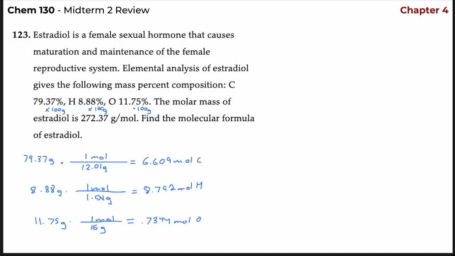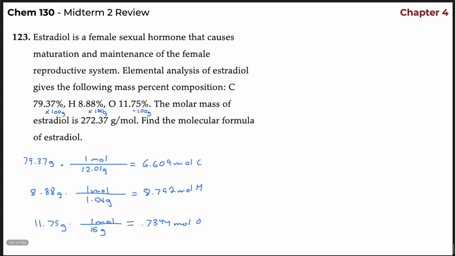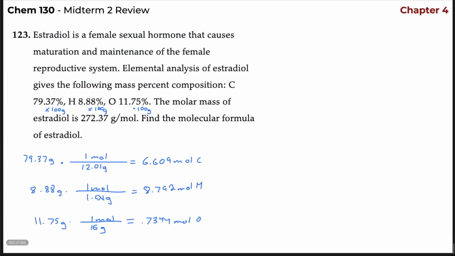So now we have the moles of each, right? But what we got to do now is find the ratios between them. So we're going to find whichever one's the smallest one, which happens to be this one, and divide all of them, right?